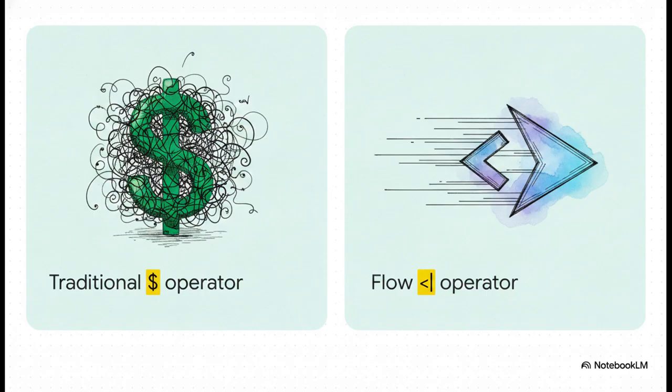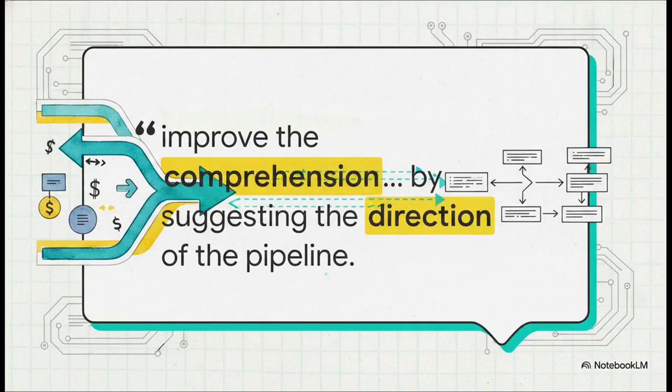But look at the flow operator. It literally looks like an arrowhead. It is directional. It implies movement. And that is exactly why Ang notes that this swap will clearly improve the comprehension of the code by suggesting the direction of the data pipeline. Think about how powerful that actually is. Instead of your brain having to pause, remember what the $ does, and logically deduce the flow of data, the symbol itself literally points the way. The data is flowing into the function. The visual cue perfectly matches the logical action.